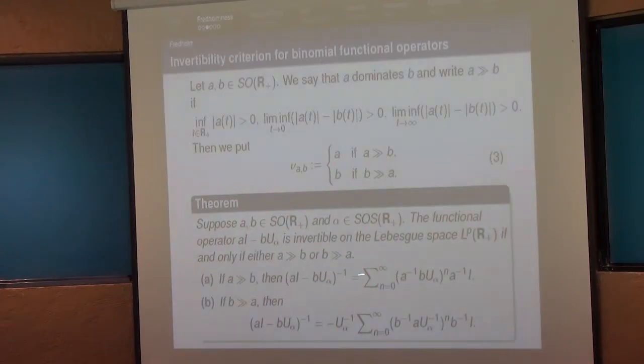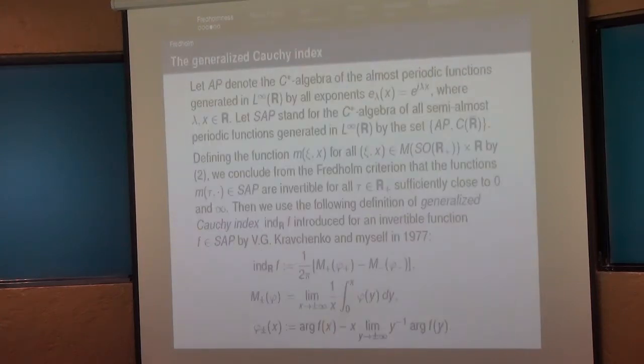This is outside of this, behind these formulas. If b dominates, then we need to subtract U alpha, and then the operator a over b and U alpha to the power minus 1 again has spectral radius less than 1, and then we have the series for the inverse operator. So we have explicit formulas for inverses of such functional operators.